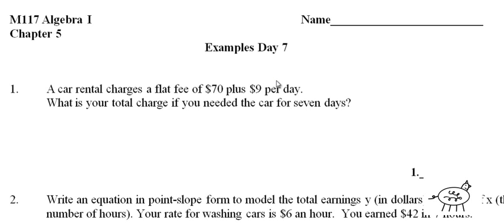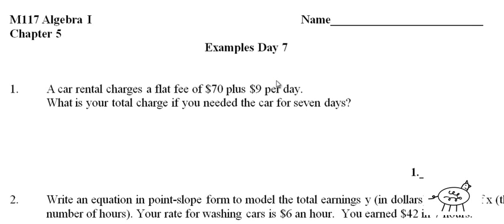The deal is we're trying to create an equation for each of these, and then we're going to plug some numbers into the equation and come up with a final solution for some of them. The first one says a car rental charges a flat fee of $70 plus $9 a day. So you go to rent a car, and to put gas in it and wash the car and everything, they're going to charge you $70. And then there's a rental fee of $9 per day.